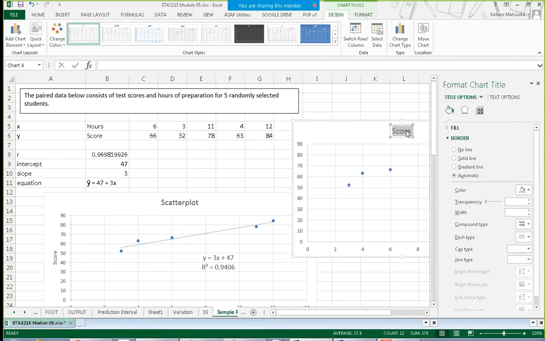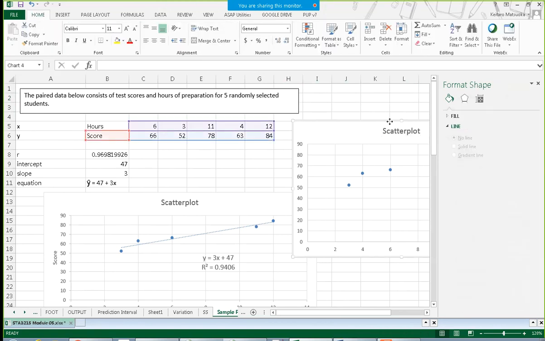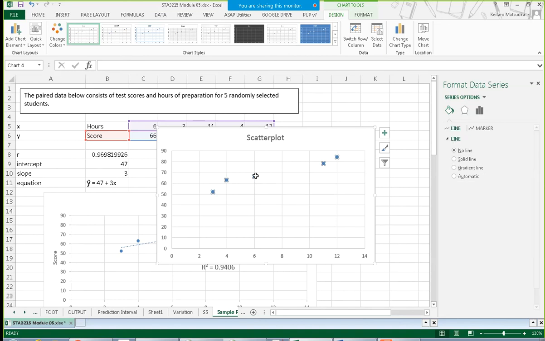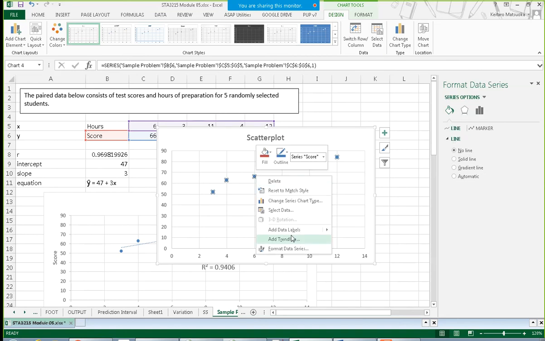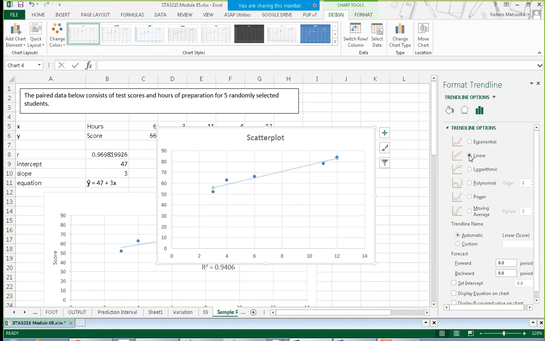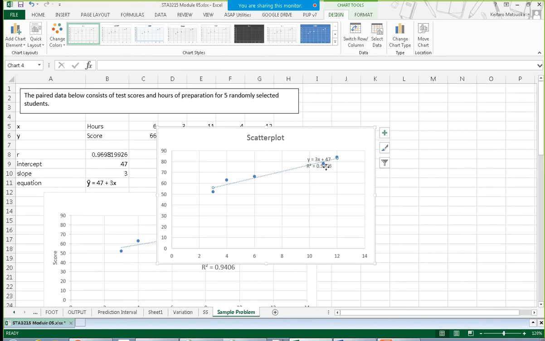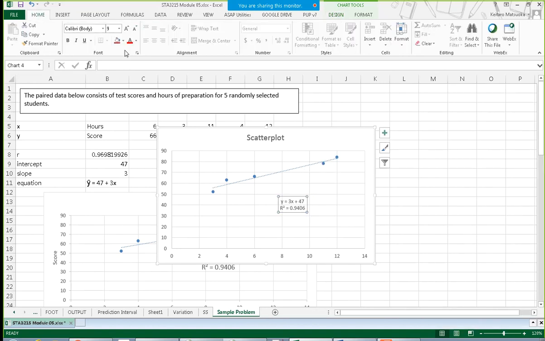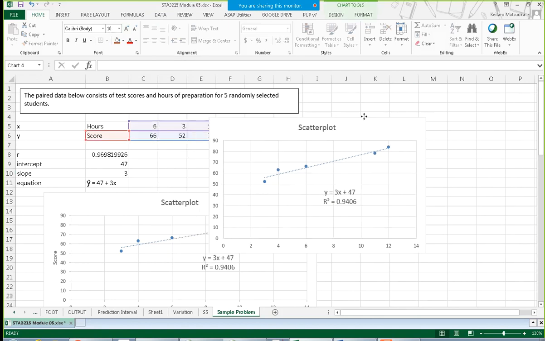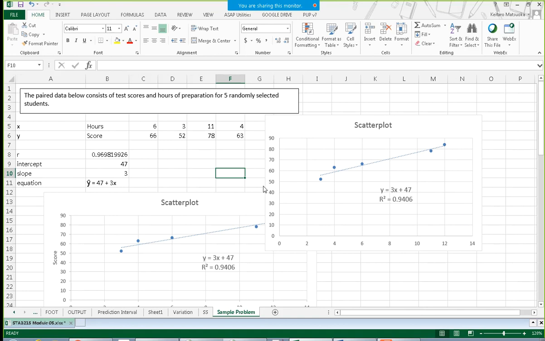So change it to say scatter plot. Click on one button, right click, add trend line, linear, add equation, and r squared. Okay, if it's too small, just make it bigger. You see the equation matches our equation. And if you square this, you get this, 0.9406.